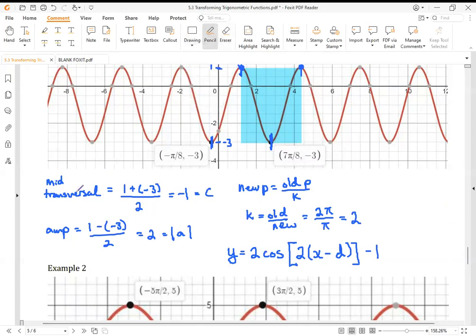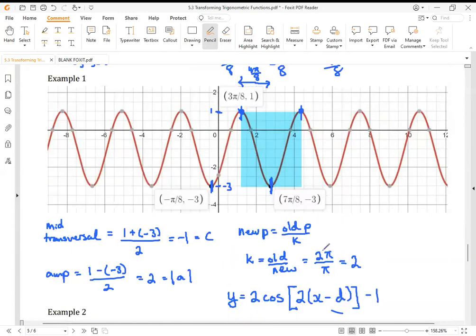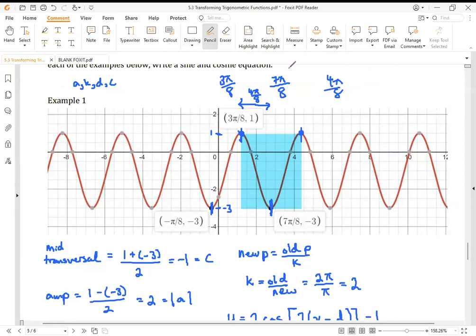We use a formula for mid-transversal. We use a formula for amplitude. We're using the little formula to calculate what K is. And so we plugged in everything, but we don't know what D is. What is D?